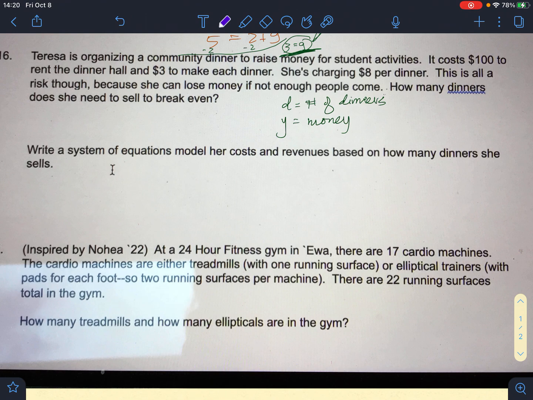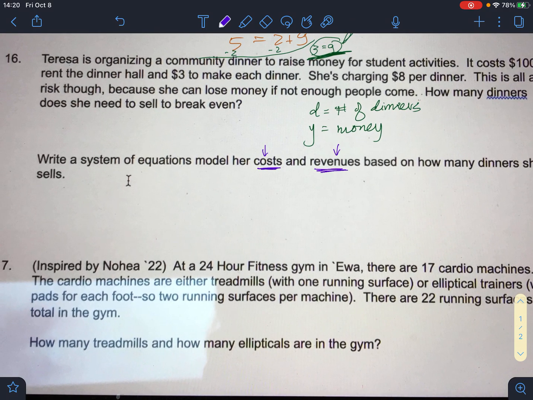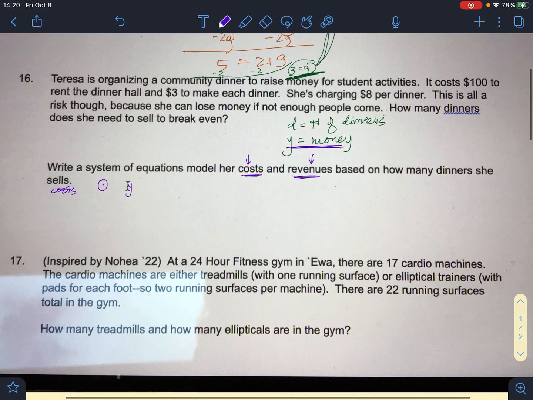So here's our system of equations to model her costs and revenue. Cost is how much we need to spend. Revenue is all the money we bring in. Okay? So here's our first equation. The cost, Y, okay, because we're defining Y as money, but this will be dealing with costs. We've got to rent the hall. It's going to cost us $100 to rent the dinner hall.